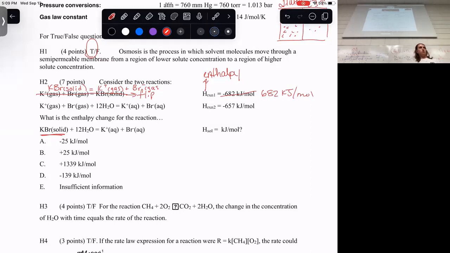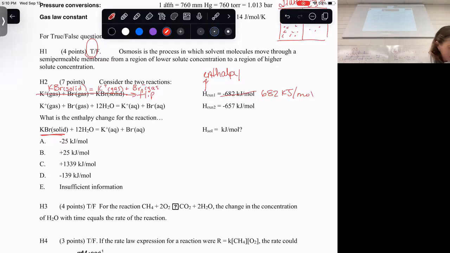Following so far? Any questions? Is there anything else we need to do to that KBr solid in order to make it match the final situation? Or does it look good? Not yet, right? So just looking at the KBr solid, that looks fine, right? There's no extra coefficient on it. It's on the reactant side. It has a coefficient of 1. That's good to go. We don't need to touch that first equation again.